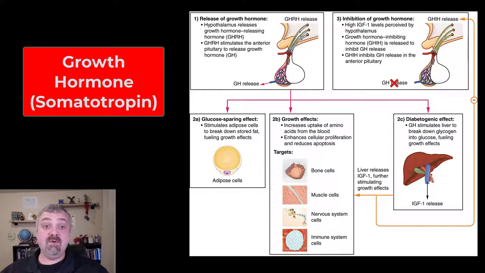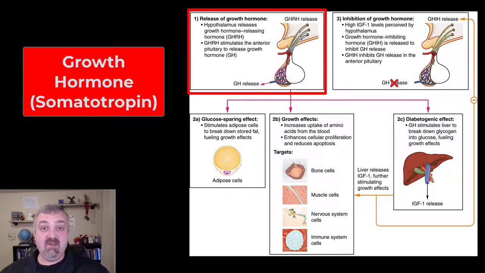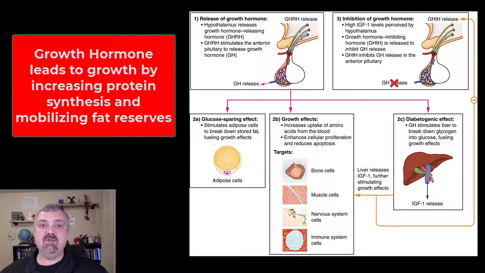Let's talk more about growth hormone. Growth hormone is also known as somatotropin. I don't use that term, but just in case you ever see it. Let's start with number one. It's controlled by the regulatory hormones from the hypothalamus. So we have growth hormone releasing hormone, which would increase the release of growth hormone, and growth hormone inhibiting hormone, which would stop it. So what does growth hormone do?